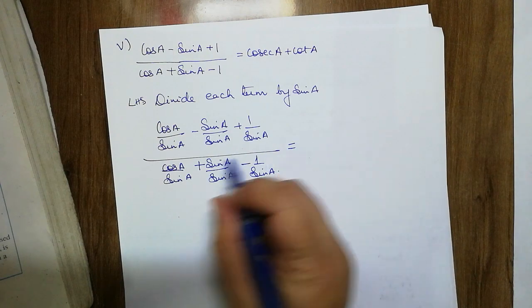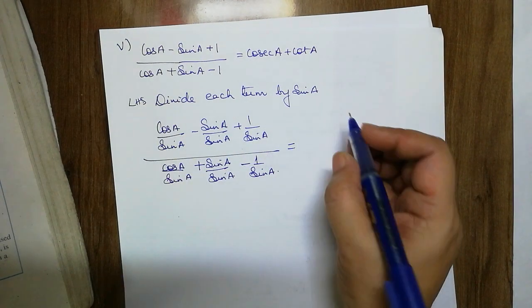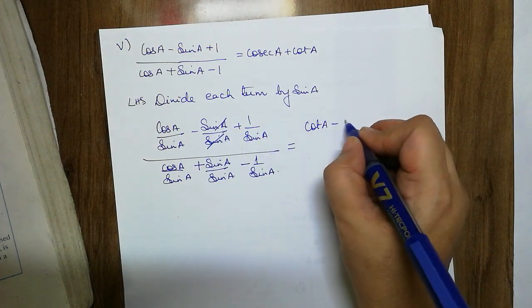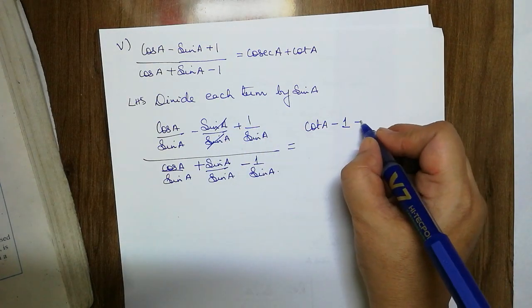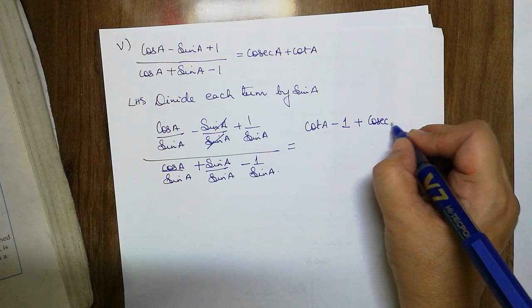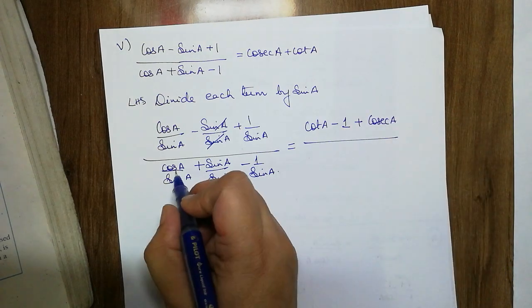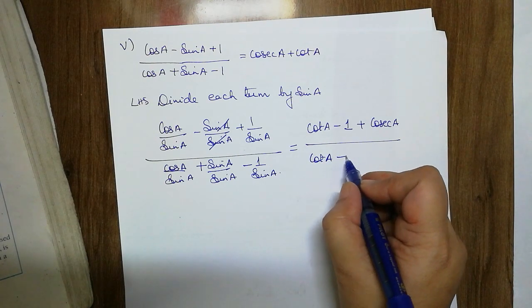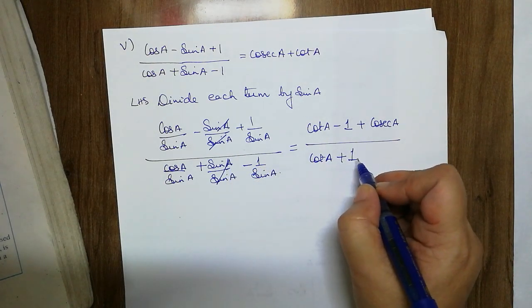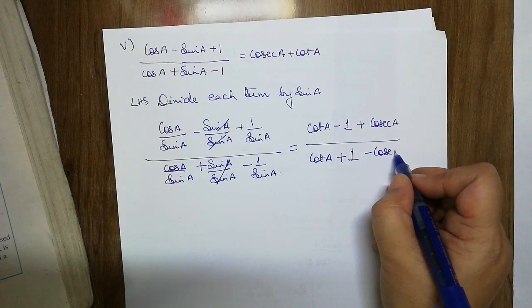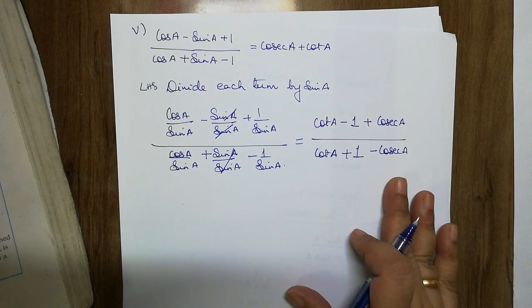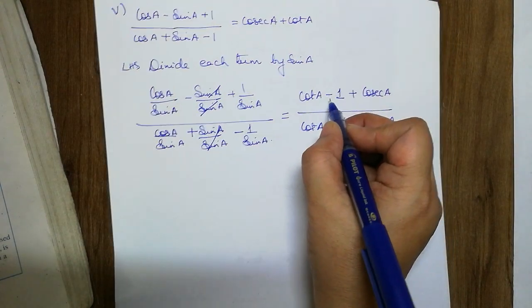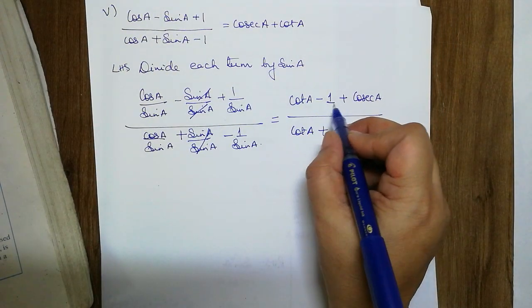Now cos by sine is what? Cot A. Cancel, this becomes 1. 1 by sine is what? Cosec A. Here also cos by sine is cot A, plus cancel, 1 minus cosec A. I hope you got this one. This is a starter, the rest you can do later. We will reshuffle here only. We will send this one at the end.